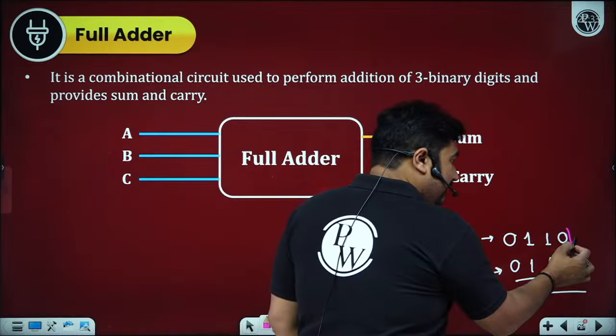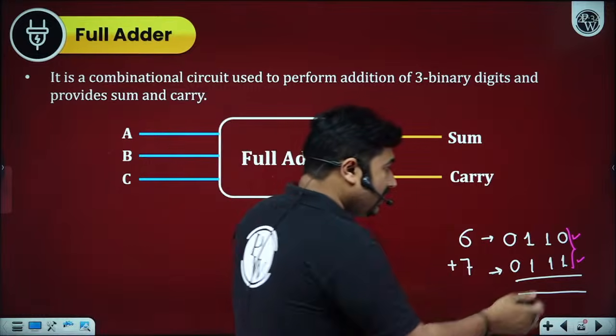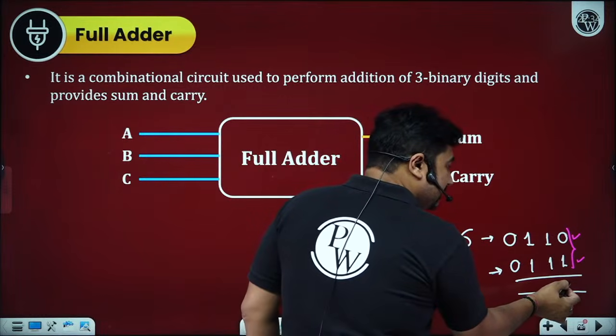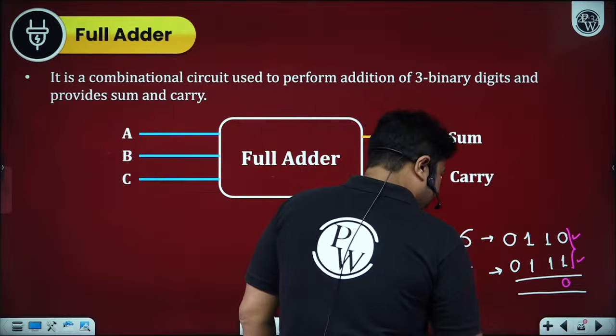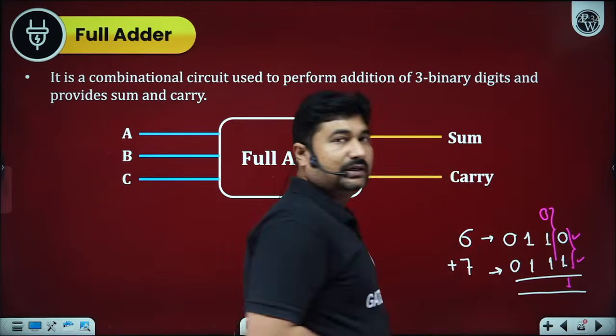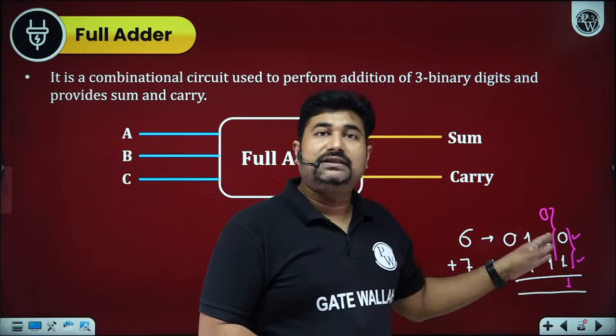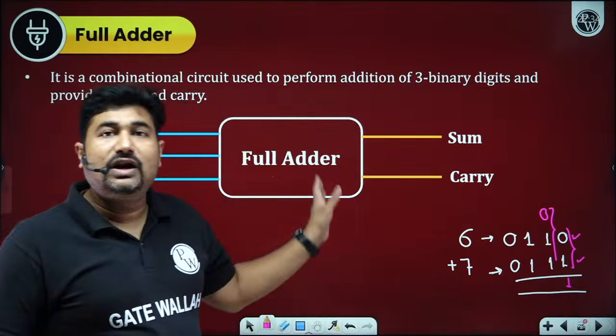So if we have a half adder, we can do the addition of 2 bits. But when we add these 2 bits, we will get a sum bit and we get a carry bit. Now we have 3 bits. So how to do the addition of these 3 bits? For that, it will be better to go with a full adder.